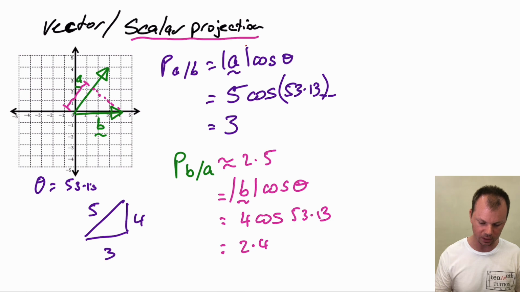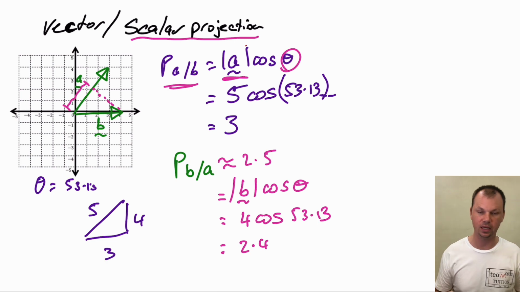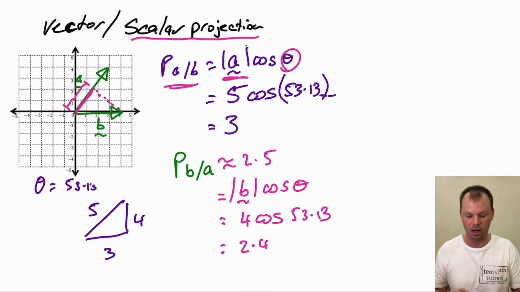So what we've looked at is the scalar projection. If we're given two vectors, if we're looking for the projection of A on B, all we need to find is the magnitude of A and the angle between them, and we can work out what this length is of the adjacent side of that right angled triangle.